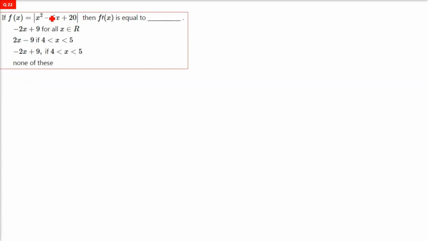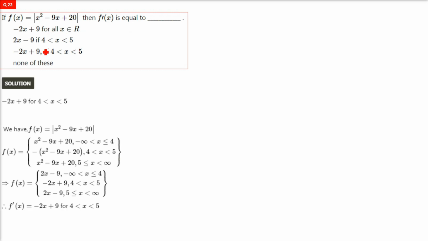f(x) is the modulus of x squared minus 9x plus 20. Now f dash x is equal to what? Same thing we are going to do, but now you see x squared minus 9x plus 20 can be written in the form of factors. These factors will give you the boundary points of the different intervals you have to check. So x squared minus 9x plus 20 is x minus 4 into x minus 5.